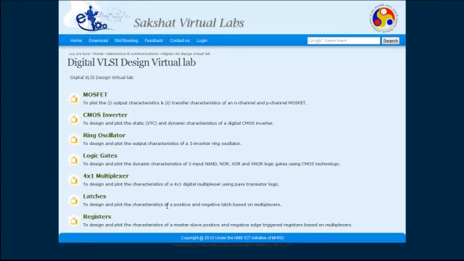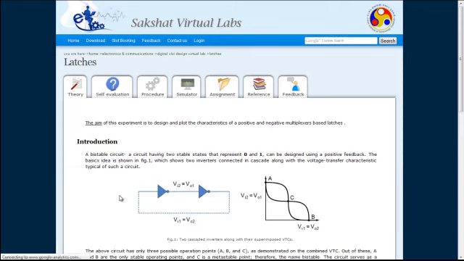Welcome to Digital VLSI Design Virtual Lab, experiment number 6, latches. The aim of this experiment is to design and plot the characteristics of a positive as well as negative latches based on multiplexers. In order to begin, click on the Simulator tab.